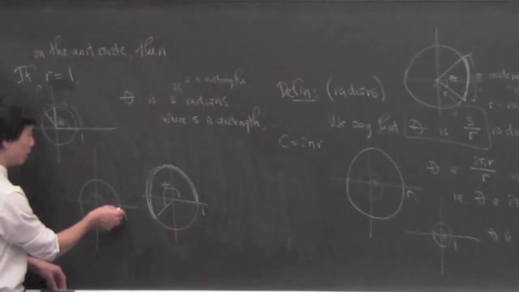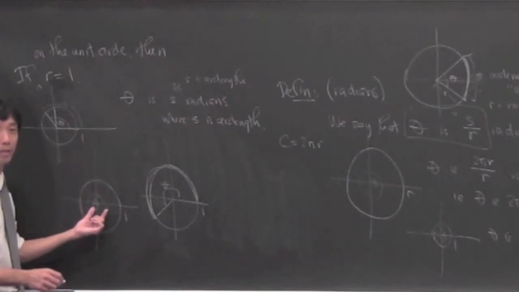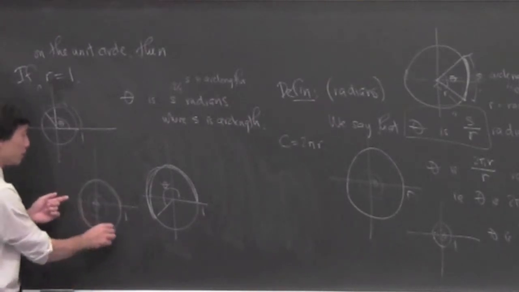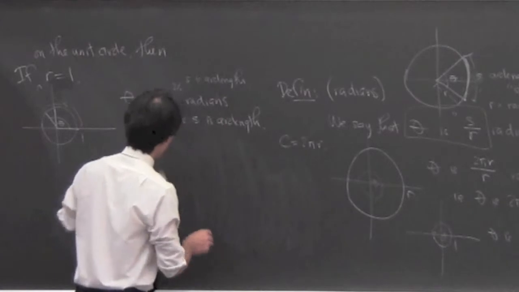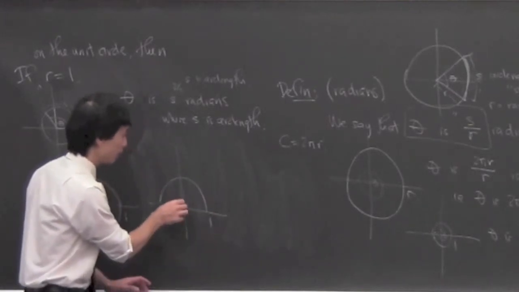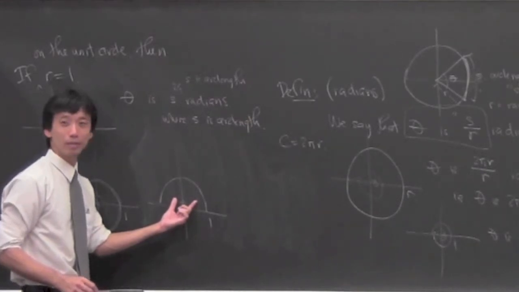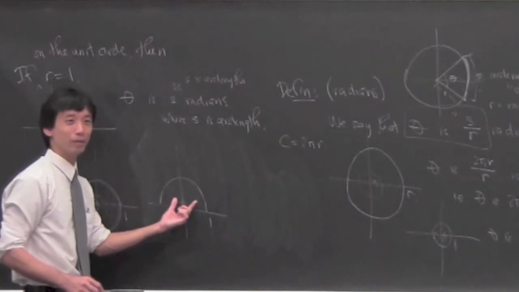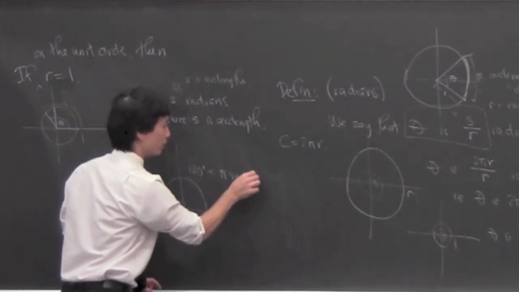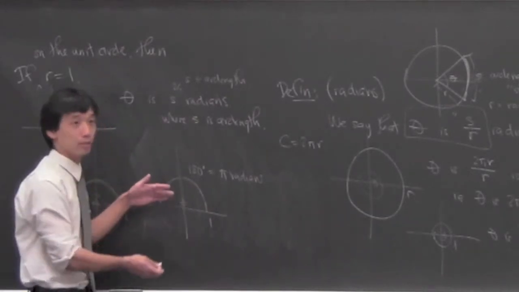If it's the full circle, this length is 2 pi. So I call 360 degrees 2 pi, because the length on the unit circle subtended by this angle is 2 pi. If somebody says, what corresponds to 180 degrees? I'd look at my unit circle and figure out what this length is. Pi. The length is pi, so 180 degrees is pi radians, because the full length is 2 pi, and half of that is just pi.